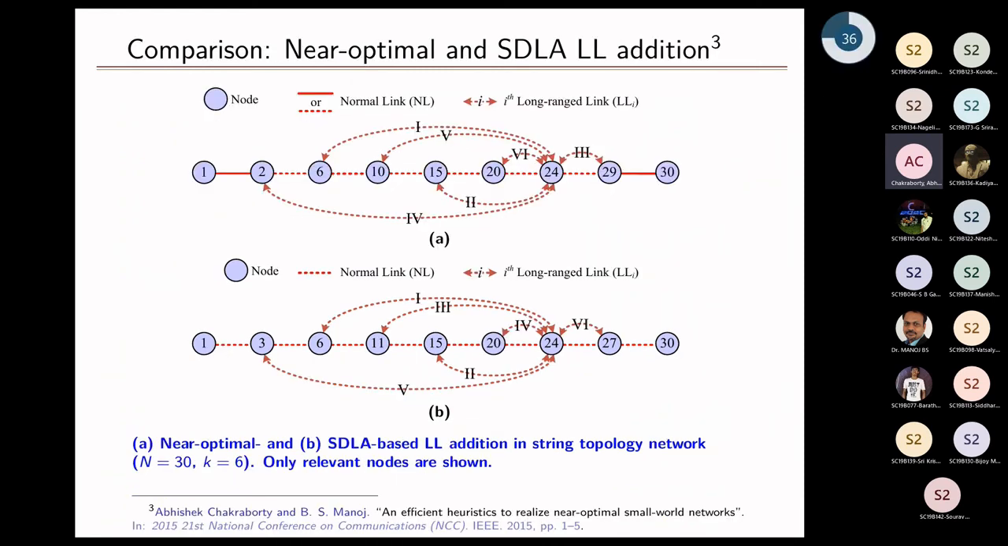Here we are showing that the first one is based on the near optimal link addition that we have shown previously, where we use that algorithm sequentially to add links. The second one is based on SDLA. So you can see it has been connected in an almost similar way.